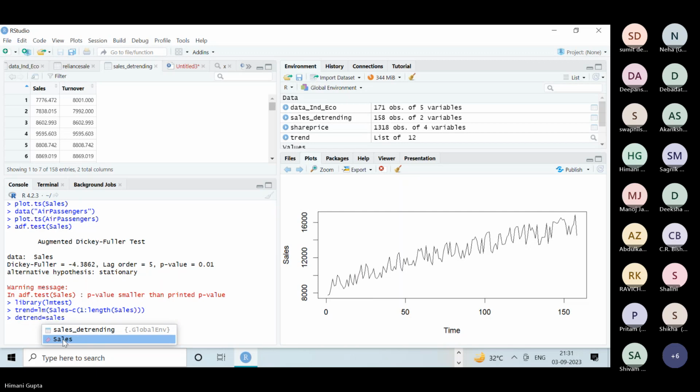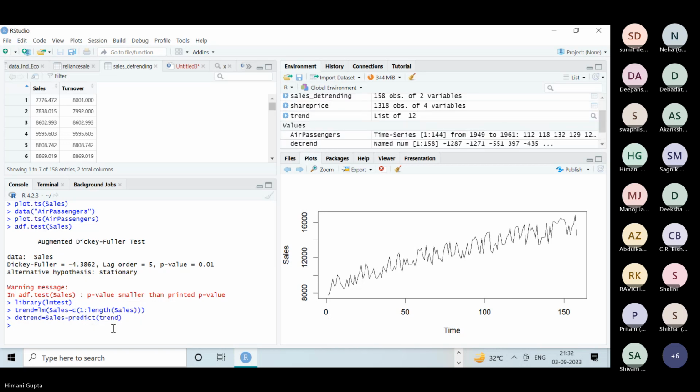Sales minus your trend. First of all, I have to predict the trend. So I am saying sales minus predict the trend. Predict your trend. Now you will see that dtrend is created.